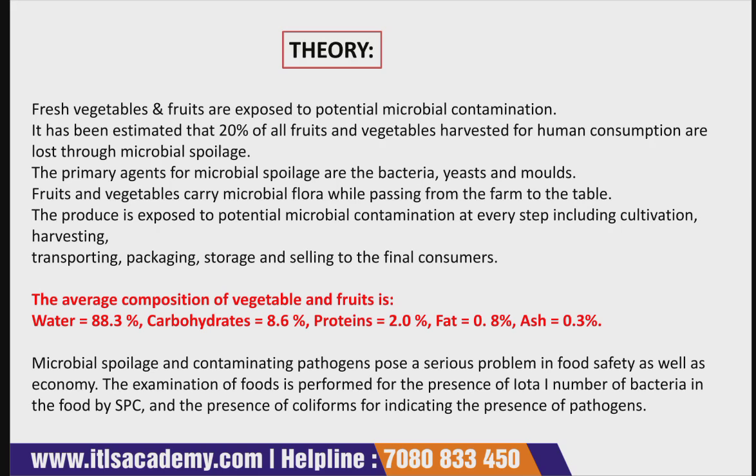So this is the average composition of fruits and vegetables, in which the highest content is water, that is 88.3%. Next higher are carbohydrates, that is 8.6%. If you see the protein content, it is 2%. The fat content is 0.8%, and the ash is 0.3%.